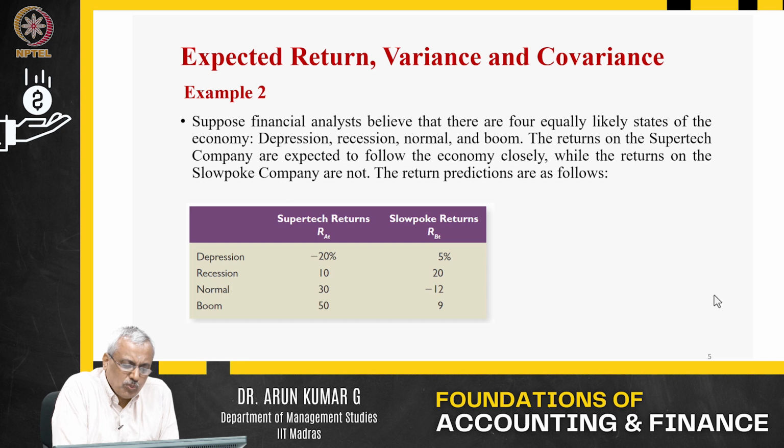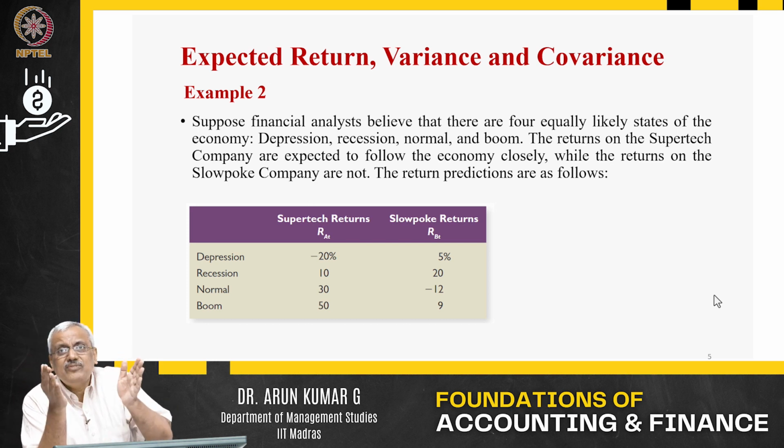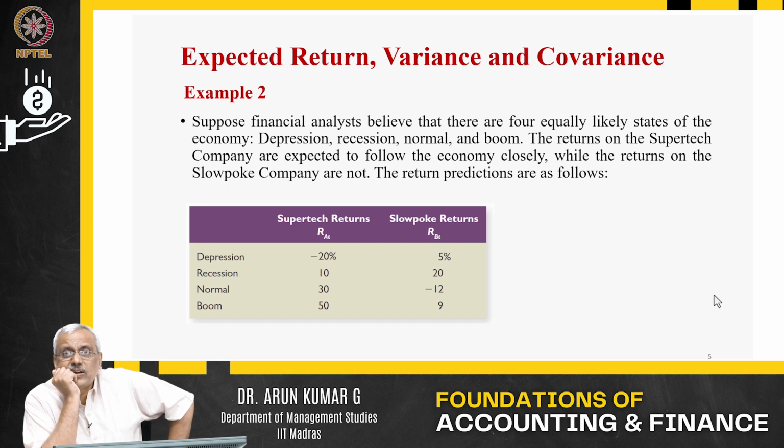The returns of Supertech, this is again an example from the textbook that I have prescribed, are expected to follow the economy very closely, while the returns on the Slowpoke company are not going to. The return predictions are as follows. Now, what is the expected return? What is the variance? What is the covariance? That is what you have to calculate. Variance means how much it varies from the mean. Covariance means how much these two vary together, which is also what we are looking at in this case.